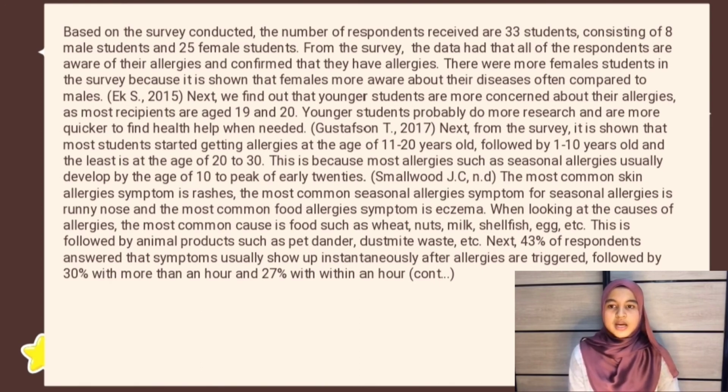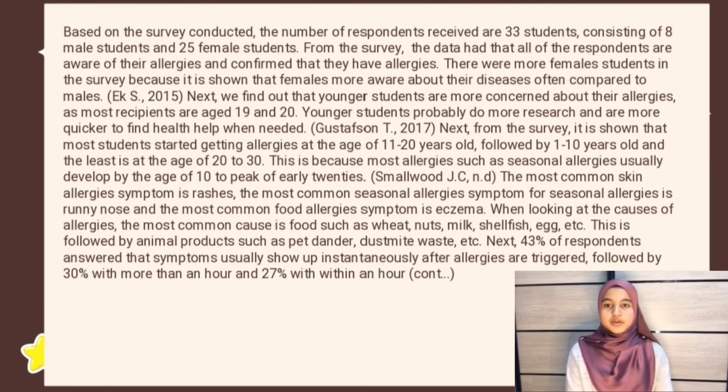Next, we found out that younger students are more concerned about their allergies, as more respondents are aged 19 and 20. Younger students probably do more research and are quicker to find help when needed. Most students started getting allergies at the age of 11 to 20 years old, followed by 1 to 10 years old, and the least is at 20 to 30. This is because most allergies, such as seasonal allergies, usually develop from the age of 10 to the early 20s. The most common skin allergy symptom is rashes, the most common seasonal allergy symptom is runny nose, and the most common food allergy symptom is eczema.